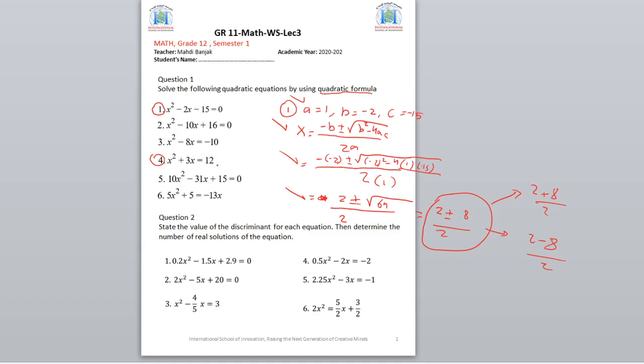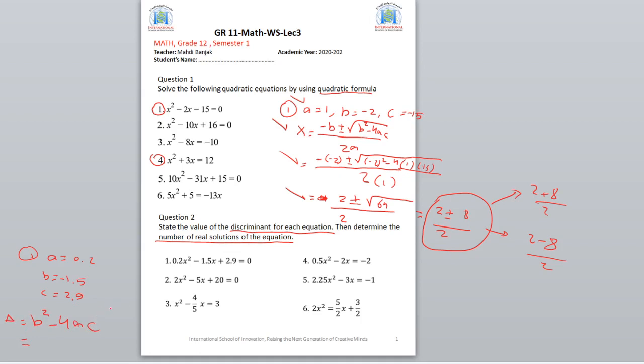اوكي؟ طيب question 2: state the value of the discriminant for each equation then determine the number of real solutions of the equation. شو عم بقول لك؟ state the discriminant يعني جيب الديسكريمنت then determine the number of the real solutions. ما تجيب السوليوشنز، ما تعمل مثل فوق، بس انت بدك تحسب لي الانسر. فاذا هون A equal مثلا number 1 A equal 0.2, B equal minus 1.5 و C equal 2.9 فبنجيب دلتا، نحن دلتا اللي هي B squared minus 4AC. I'm not doing calculations here. انت بتعمل لها substitute and find it.